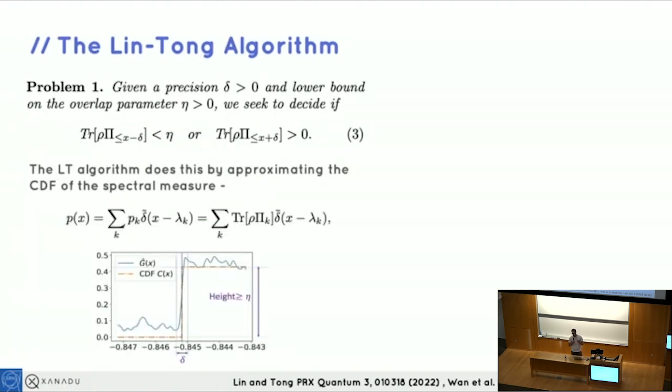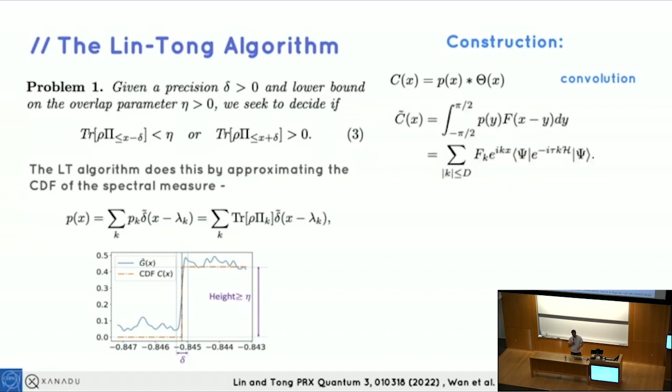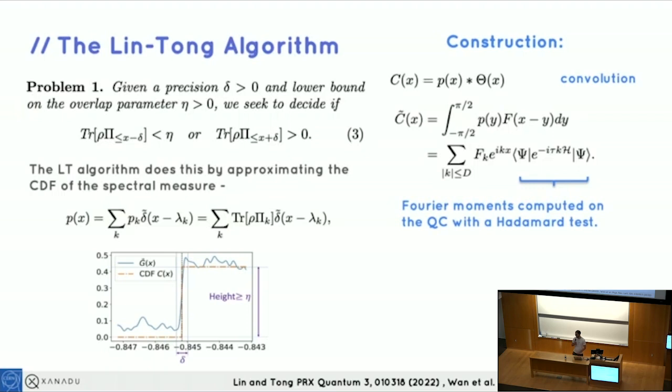And if you do this, you're going to get a step function like this, and the height is directly dependent on the overlap between your initial state and the true ground state. And here the width depends on the approximation of your CDF, so how you're building this. If you want more detail, it's quite straightforward. What you can do is take your favorite filter, here the Heaviside function, and write it as a Fourier series. Then you convolve it with the spectral measure, and if you do this, you will get something like this, with some coefficients f that you can compute analytically, and some Fourier moments on the right that you can compute on a quantum computer using a simple Hadamard test or something like this.